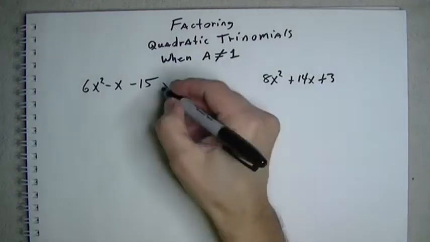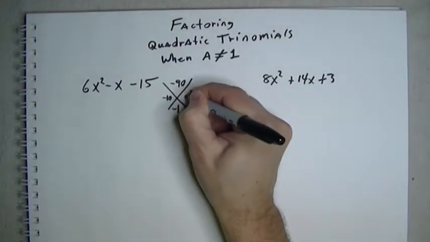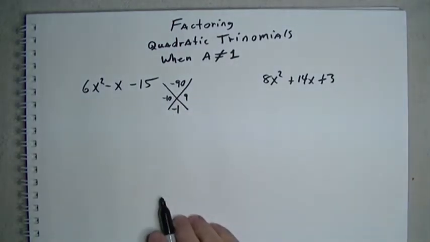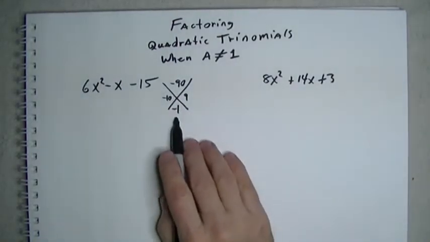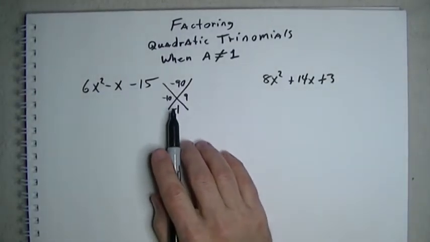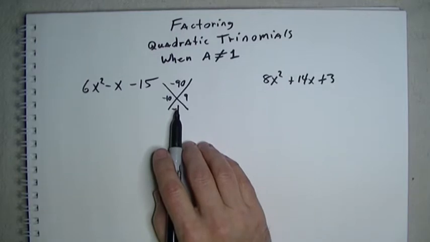The numbers actually are negative 10 and 9. So negative 10 times 9 multiply to negative 90. When you add them together, you get negative 1. So these two numbers are what I like to call the magic numbers. They're the key to doing this whole thing.